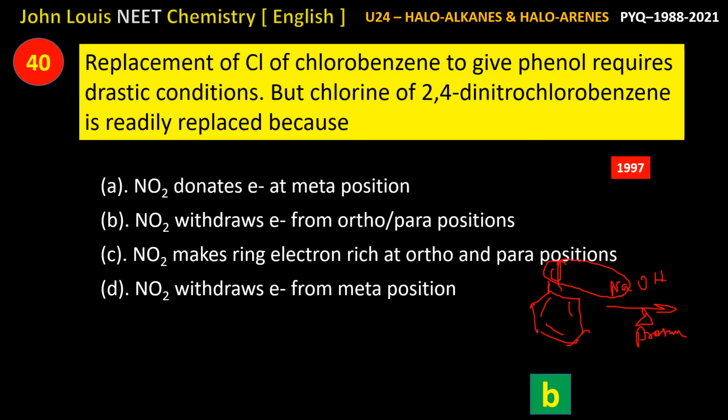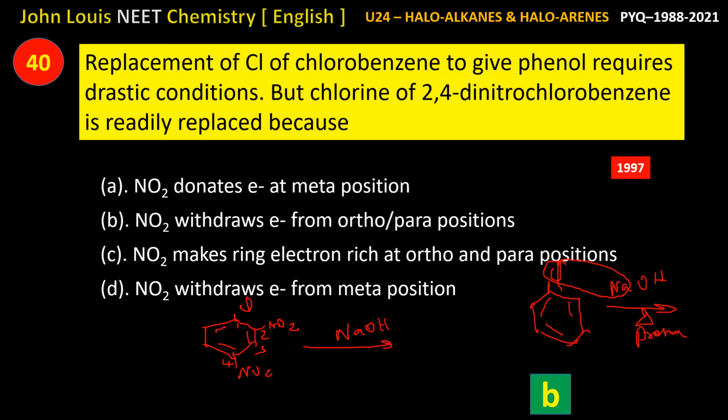But when this same chlorobenzene is substituted with dinitrochlorobenzene, see for example here in ortho position nitro and para position nitro, that is chlorine. So here they are given 1, 2, 3, 4. 2,4 nitro or 2,4 dinitrochlorobenzene. The second and fourth position nitro group is there. 2,4 dinitrochlorobenzene. But when this is hydrolyzed with sodium hydroxide, such drastic conditions are not required.